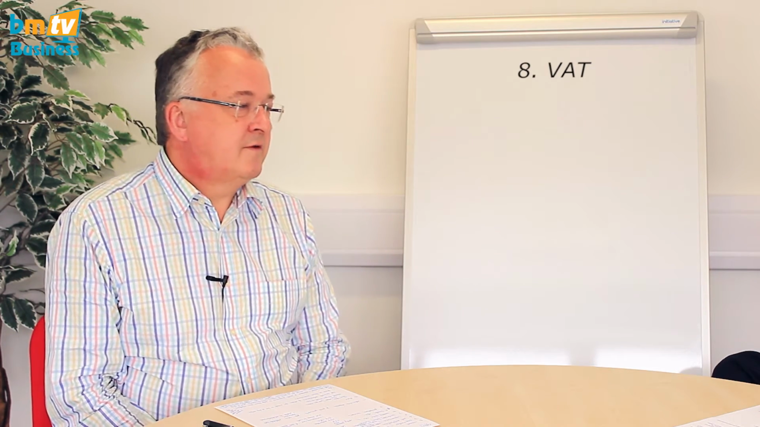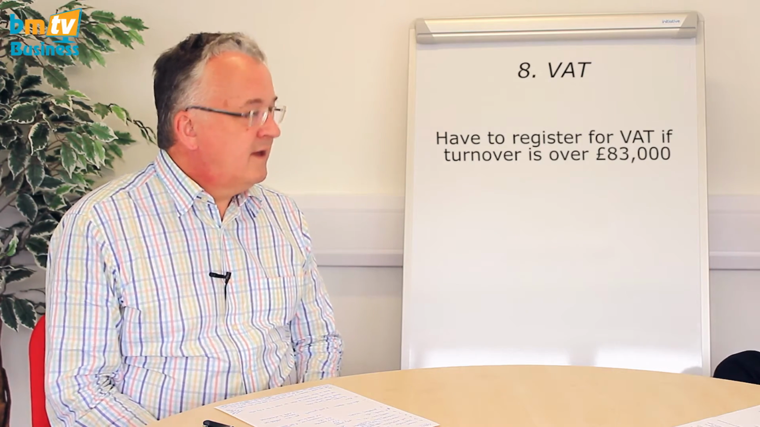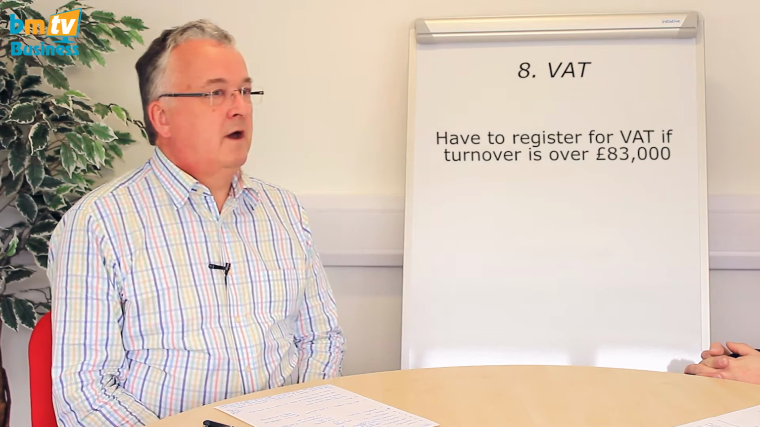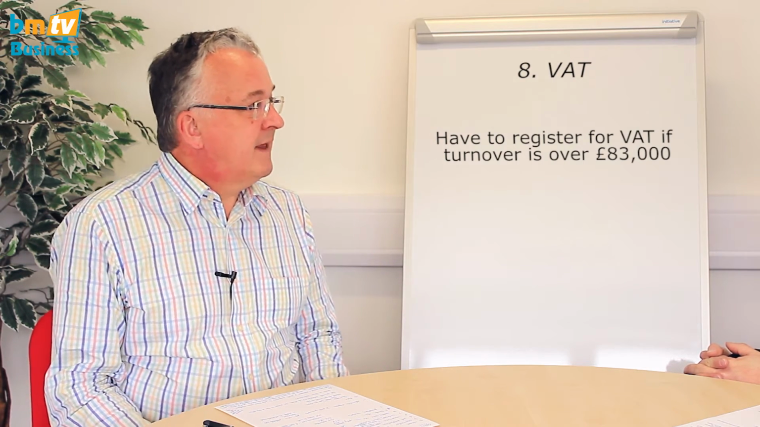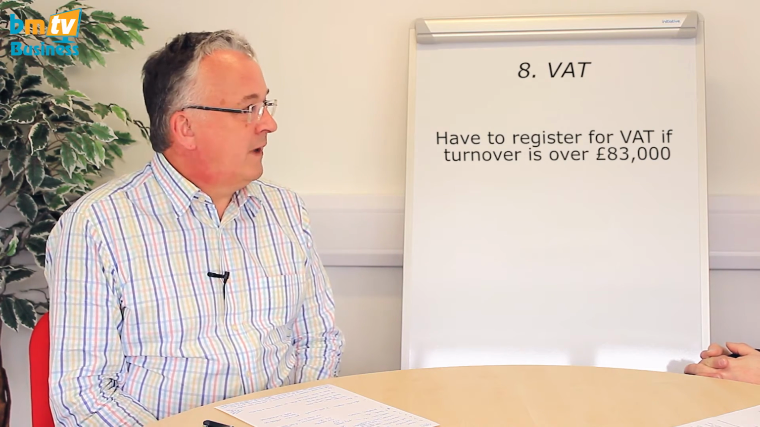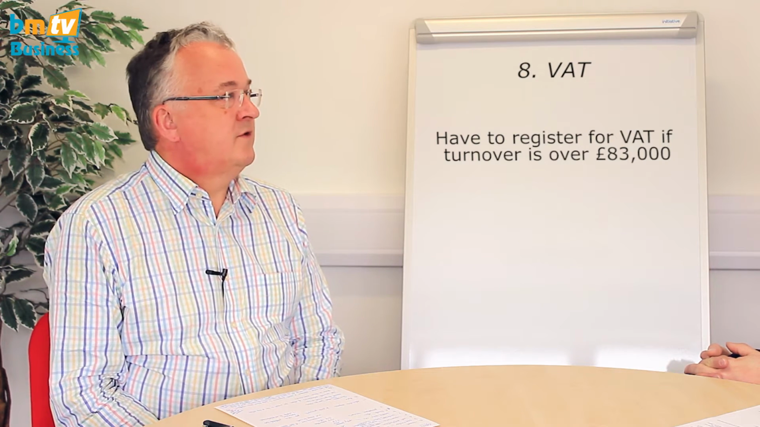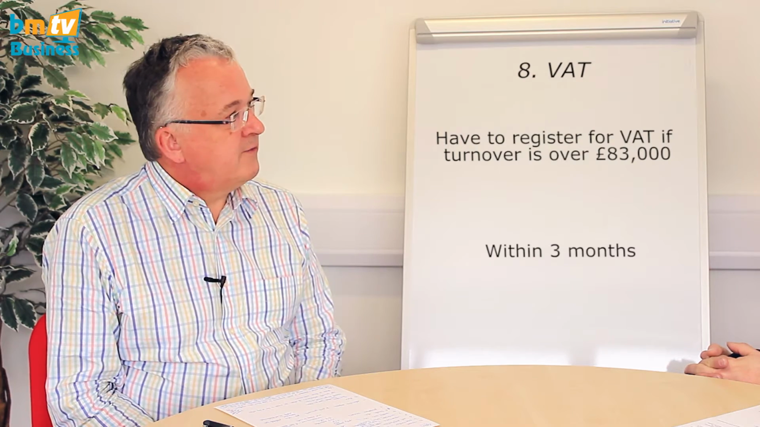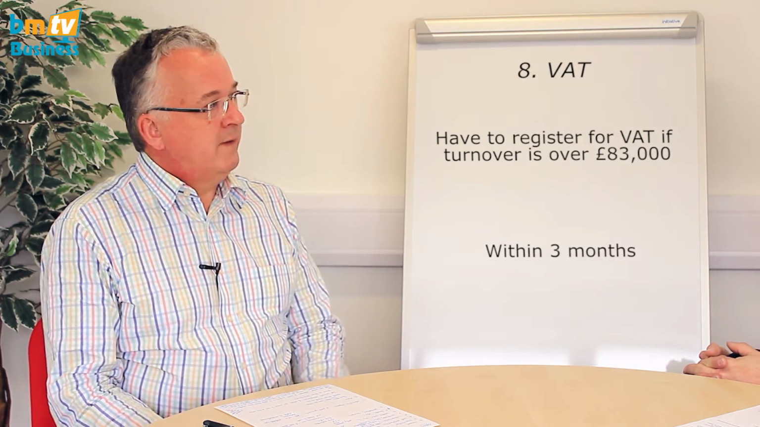You have to register for VAT if your turnover is £83,000. Okay. So it could be many years before you get there. Yeah. On the other hand, for some businesses, particularly when you're selling things, you can quickly reach £83,000. Yeah. And you have to register for VAT within 3 months of reaching that threshold. So it's 83,000 over the past 12 months on a rolling basis.